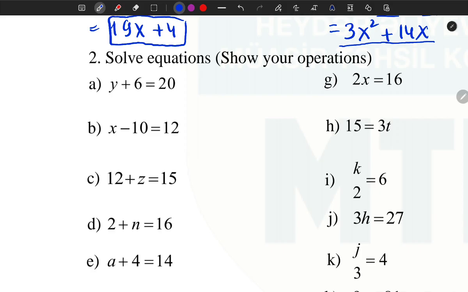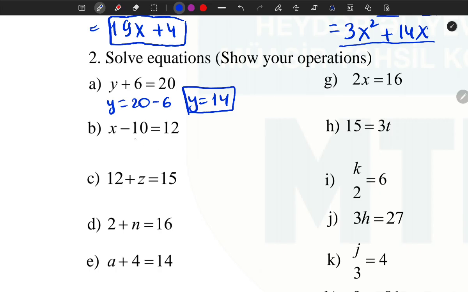Now let's solve the equations. First equation, y plus 6 equal to 20. We know the inverse operation of addition is subtraction. That's why we need to subtract 6 from 20. Y equal to 20 minus 6, and y equal to 14. Variant B, x minus 10 gives us 12.